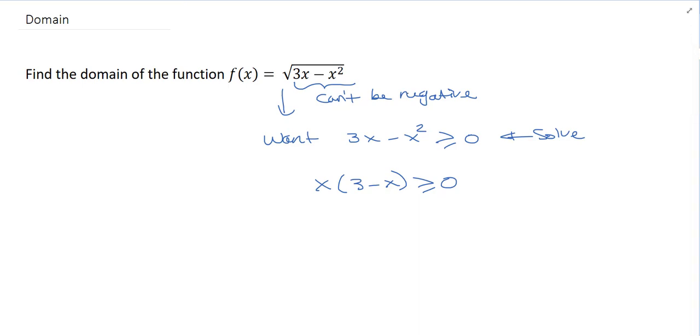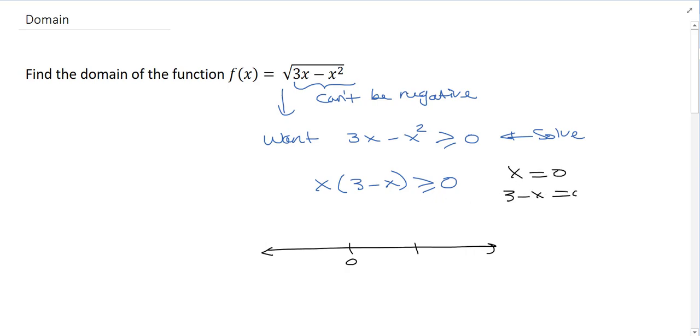So from here, what we will do is identify the zeros and plot them on a number line. There are a number of ways you can do this depending on the method used in your previous class. I tend to use the test point method. So identify the zeros. What makes this quantity 0? x is 0 when x is 0, and 3 minus x is 0 when x is 3. So doing the equals part, our zeros are x is 0 or 3 minus x is 0. This one tells us x is 3.